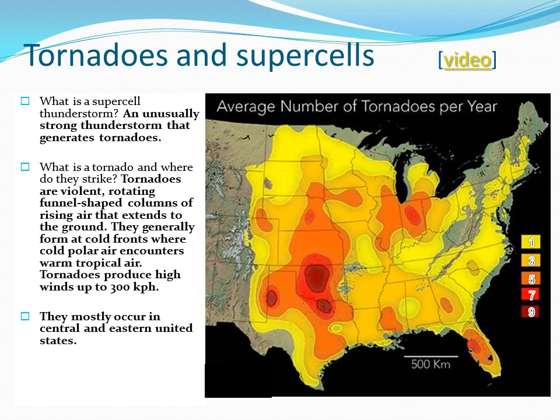Okay, what is a tornado and where do they strike? Tornadoes are violent, rotating, funnel-shaped columns of rising air that extend to the ground. They generally form at cold fronts where cold polar air encounters warm tropical air. Tornadoes produce high winds up to 300 kilometers per hour. Okay, we thought that the hurricanes were fast. This is even faster, but they don't last as long or go over as wide an area typically as hurricanes.